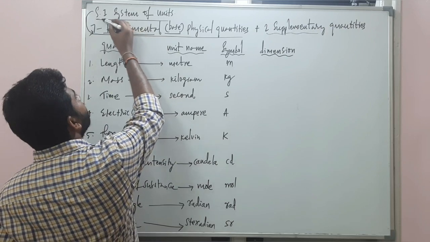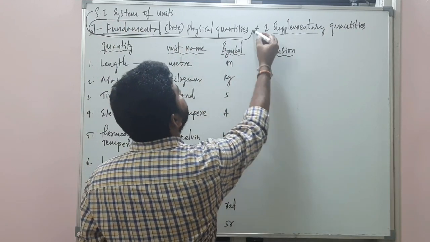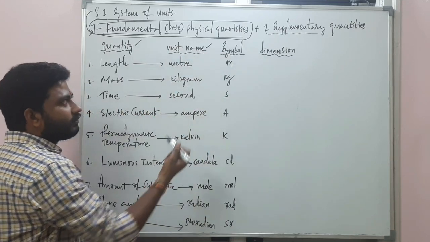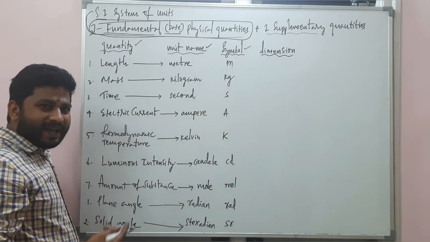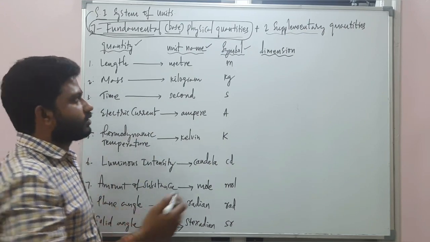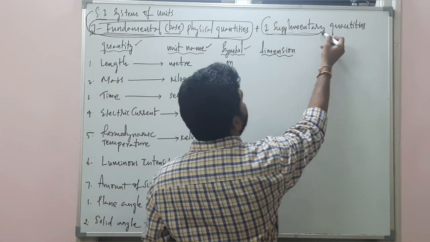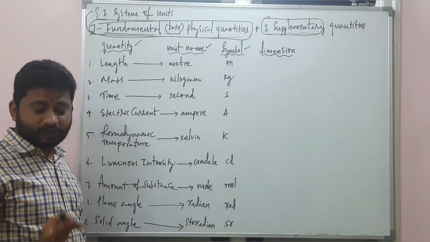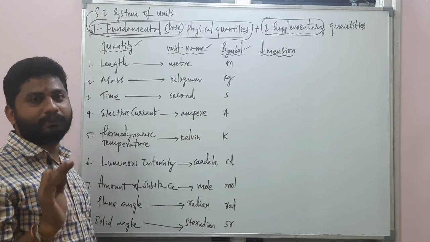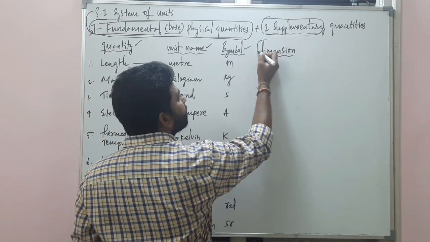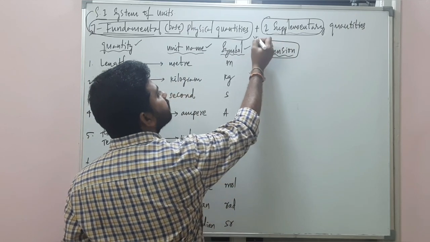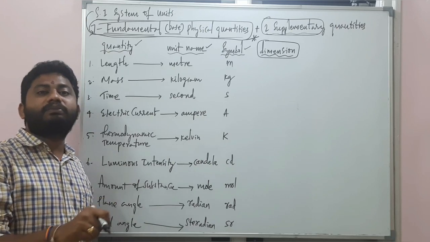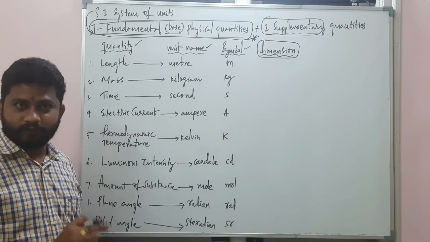Last class we had completely focused on these 7 fundamental physical quantities, their unit names and their symbols. In this session, we will be focusing on the 2 supplementary physical quantities. I have just named them in the last class. Now, we will be discussing them in detail, and the majority of the class will be based on the dimensions of these physical quantities. What exactly is meant by dimensions, we will also be learning.